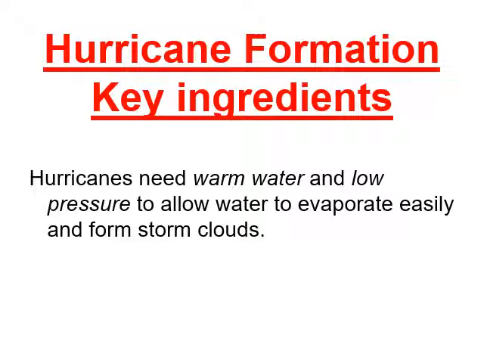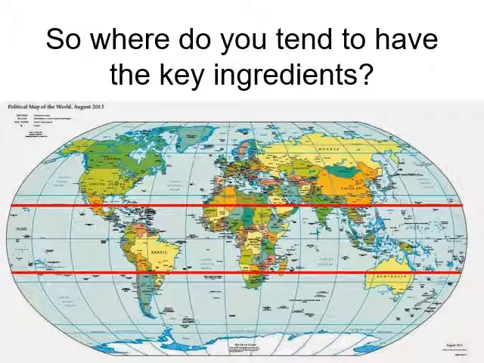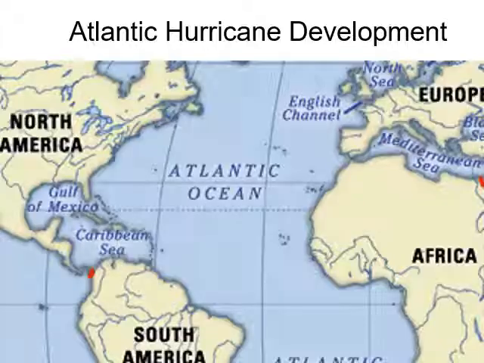So there's a summary: warm water, low pressure, and calm upper level winds. So where do you have all these things? Where do all these things come together? In that area that we call the tropics. It's the area from 23.5 degrees north to 23.5 degrees south, because that's where the sun is always shining. It's going to be where it's warm enough for that nice hot warm water evaporating.